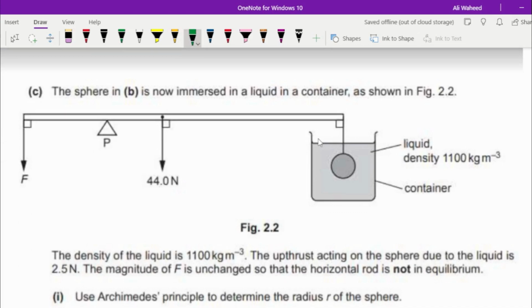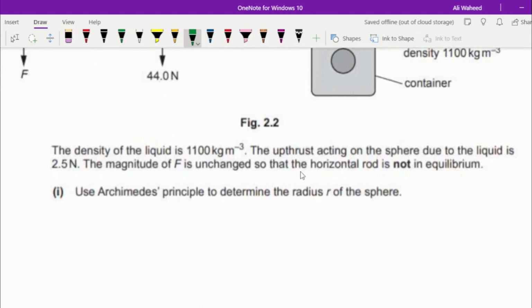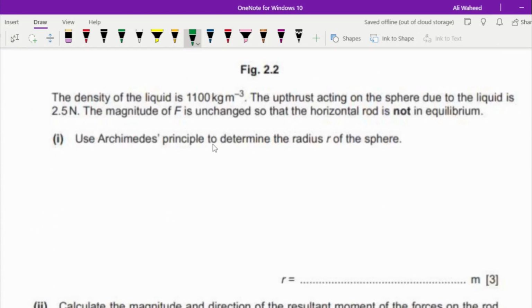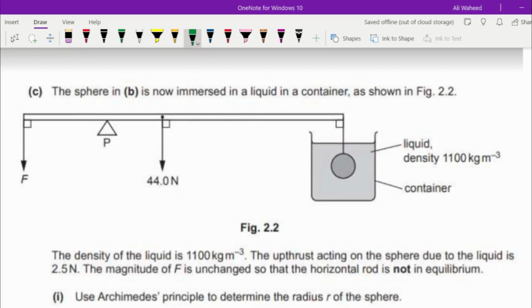Okay, then we have the next one. The sphere in B is now immersed in a liquid in a container as shown in figure 2.2. So you have the same situation, but now there's a liquid and the sphere is now immersed in the liquid. So that's the only variation. Use Archimedes' principle to determine the radius of the sphere. This is basically linked with the chapter of pressure and density.